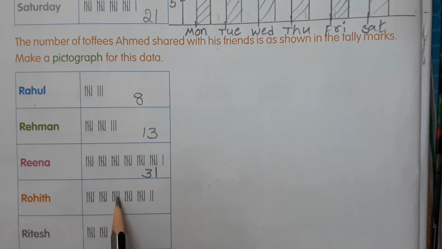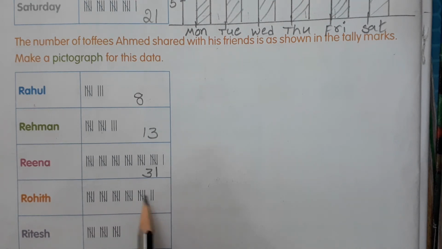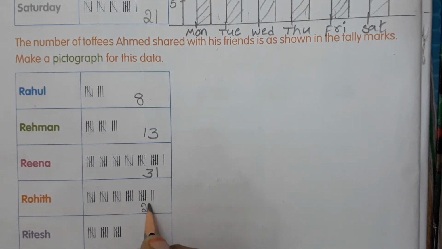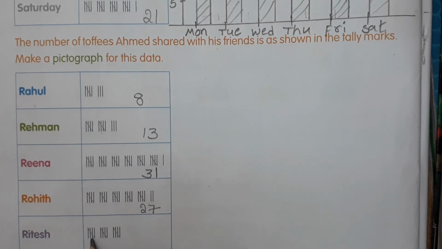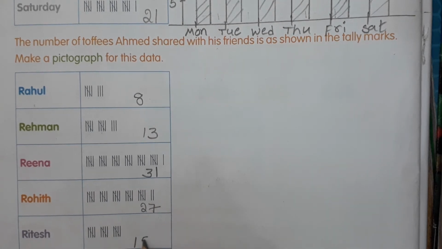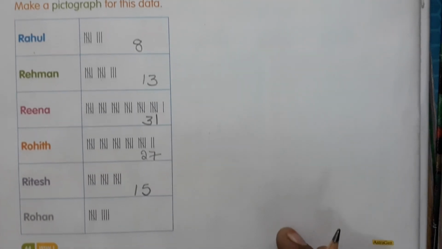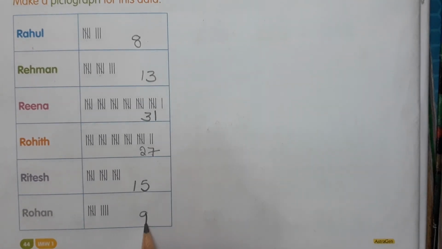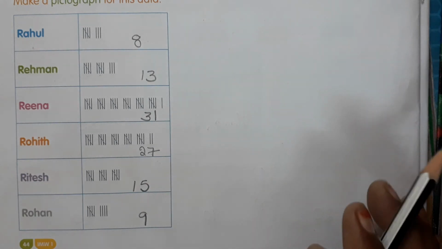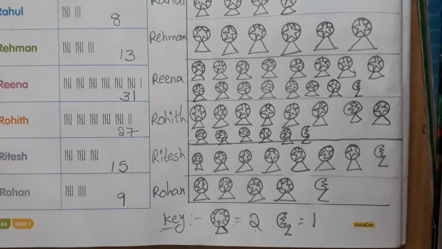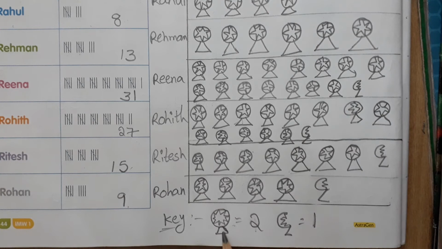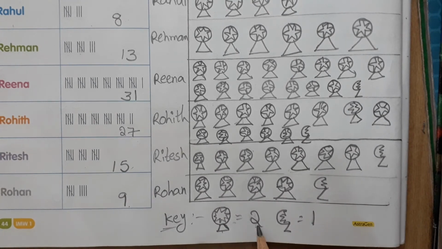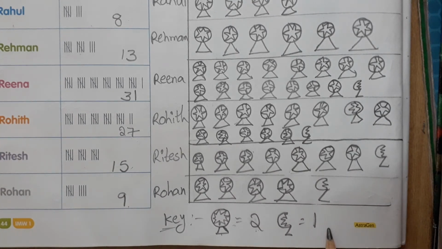Rohit 1, 2, 3, 4, 5. 5 5s are 25 plus 2, 27. Ritesh 3 5s, 15. Rohan 5 plus 4, 9. So here you have to draw a pictograph children. Look here children, this is the trophy. Each trophy represents 2 and half trophy represents 1, children.